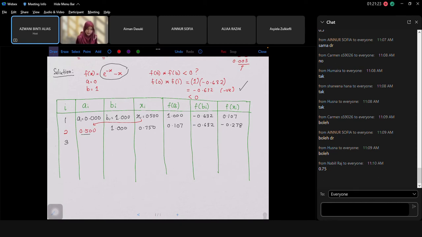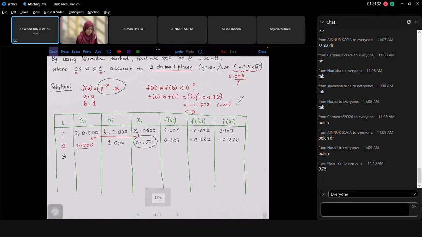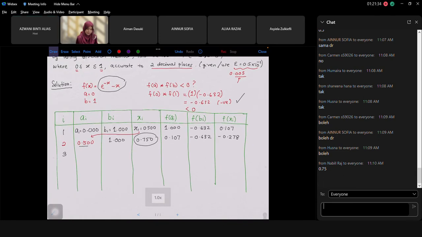Okay, kenapa saya kena proceed lagi calculation? Kenapa saya tak stop kat sini ambil this is the answer? Kenapa saya nak proceed ni? Kenapa saya perlu proceed? Ada jawapan tak? Kalau saya nak stop jawapan kat sini tak boleh ke? Bila saya nak stop? Anyone?